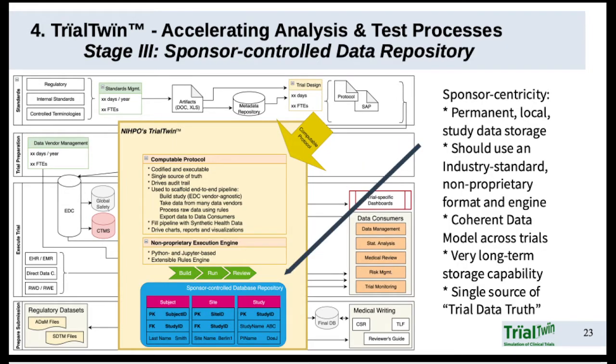The next step, stage 3, we focus on a sponsor control data repository. As I said, our focus is sponsor centricity, and we want to work with the sponsor to build a permanent local storage where, using industry standard formats and an industry standard engine, we can have a coherent data model across the trials so that the data is accessible on a very long-term basis. So this will be the single source of trial data truth. Take the protocol, use the execution engine, store everything in the sponsor control data repository.